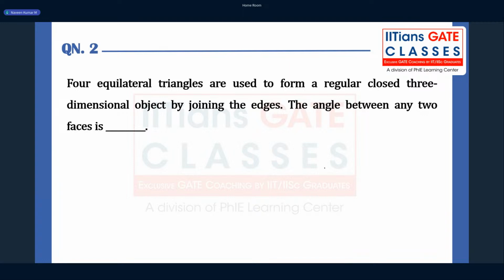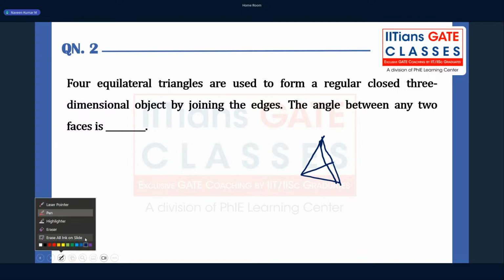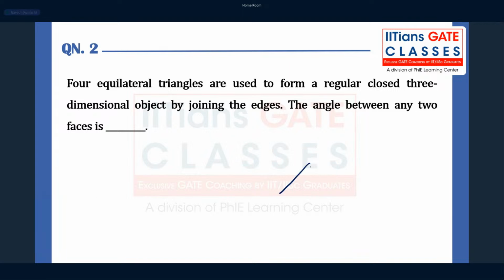So 4 equilateral triangles, so it's something like this. Sorry, let me try it again. Wait, my pen is going in a different direction. Let me put a point and then I'll write. Okay, I'm drawing it in a very bad way, but yeah.